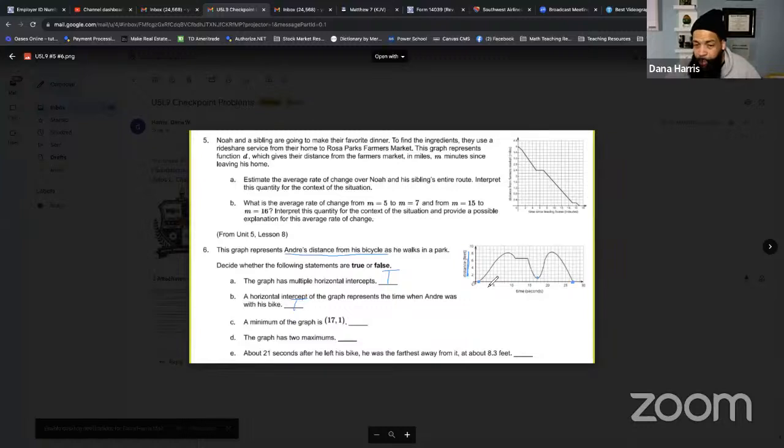But that's not a minimum, because here we have the minimum at 1, 0, and we have a minimum at 27, 0. Okay, so these times where he's with his bike, those are the actual minimum. So this would be false.